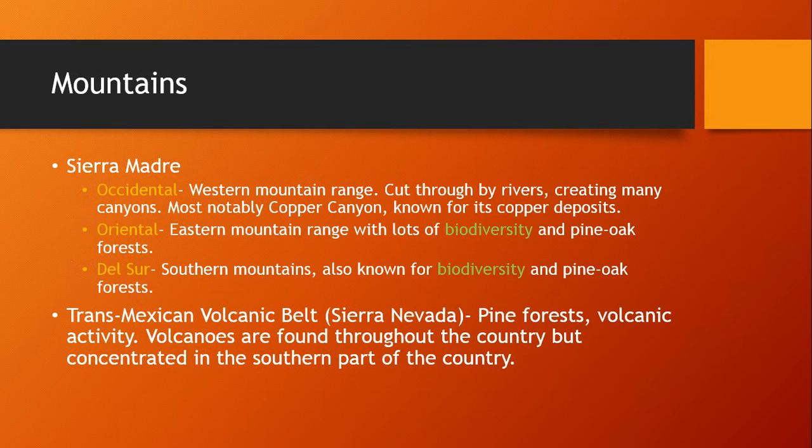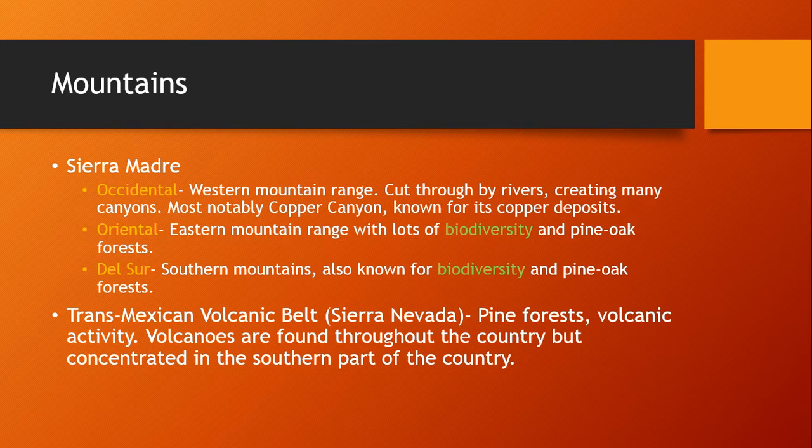Okay, so let's talk about the mountains first. And there are three real major mountain ranges you need to know about in Mexico, and those are the Sierra Madre Occidental, Oriental, and del Sur. So there are three different mountain ranges. All of them are known as the Sierra Madre, but they have three different actual ranges within the Sierra Madre.